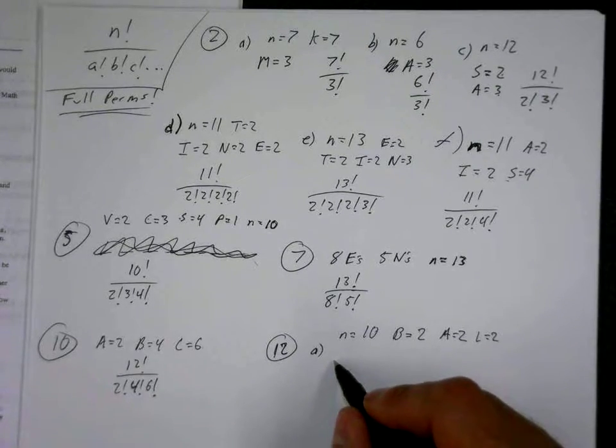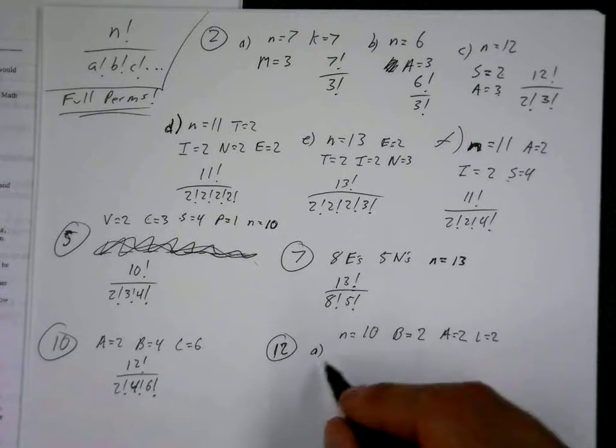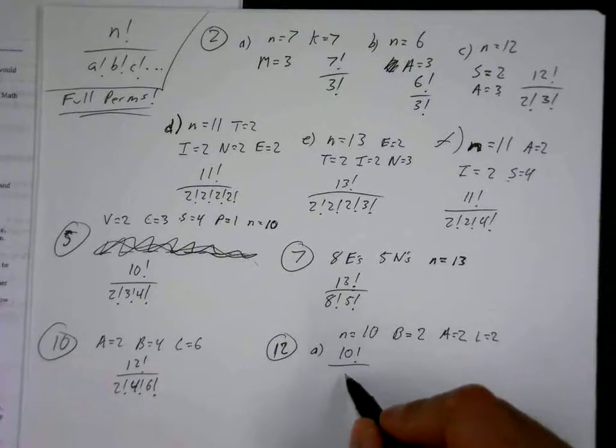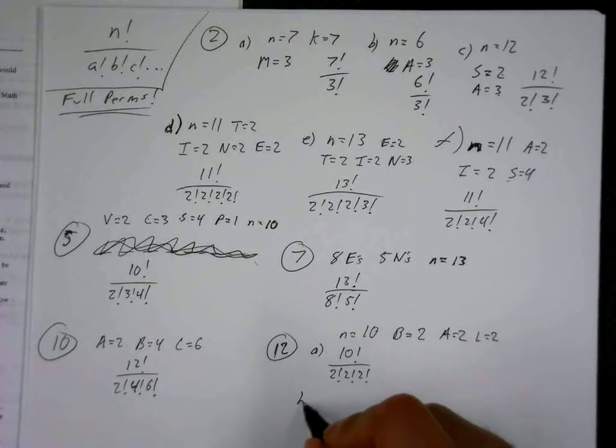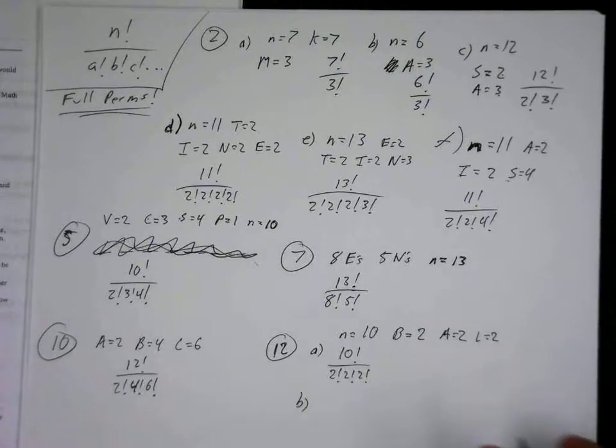Okay. Now, there's no restrictions here, so for the first one, it's just going to be 10 factorial over 2 factorial, 2 factorial, 2 factorial. Now, B is probably going to kick up some restriction.